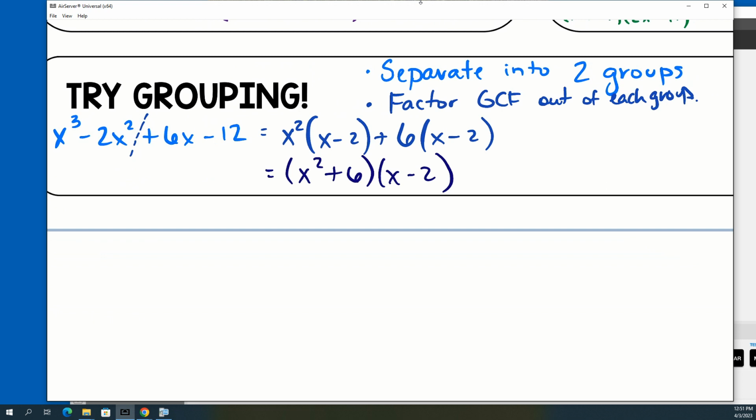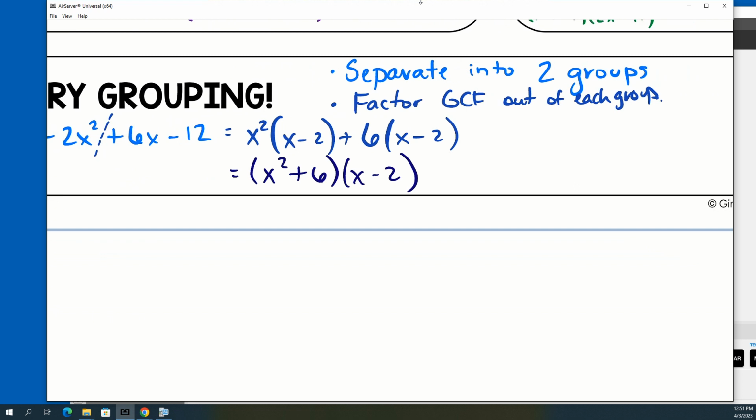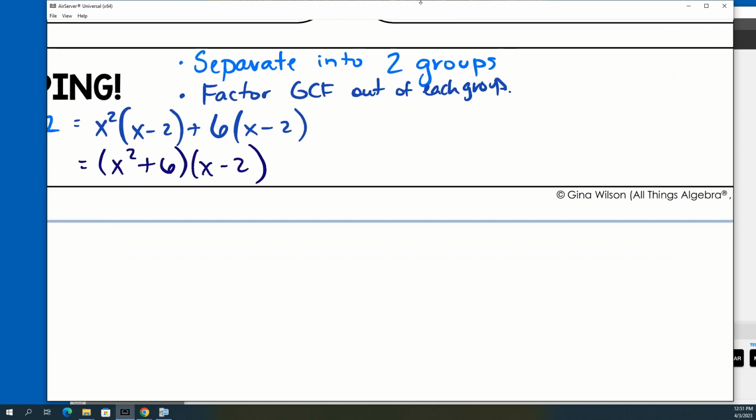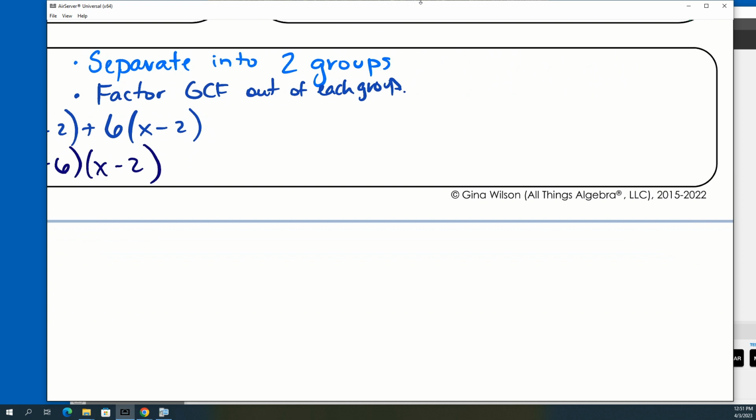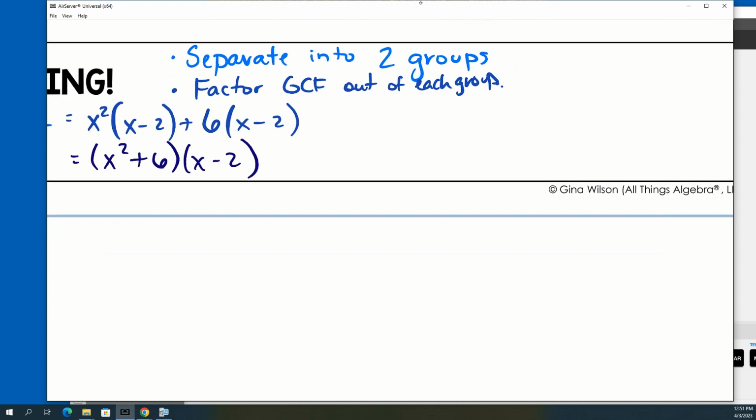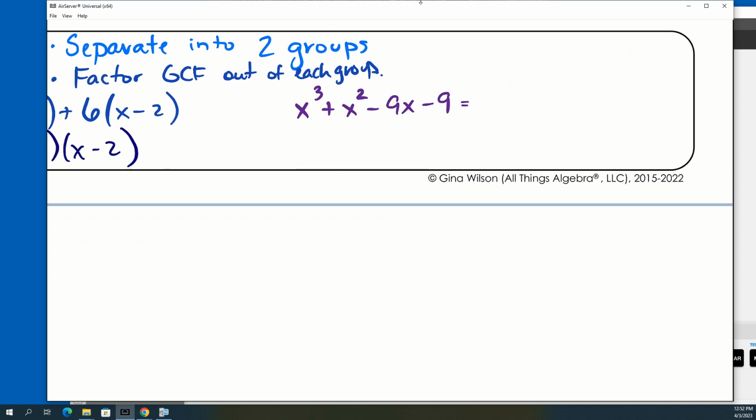Right, and then this last one is going to be a little bit more difficult, kind of how the examples have gone throughout this sheet. On this last one, we have x cubed plus x squared minus 9x minus 9. Okay, so we are going to separate it into two groups. Then we're going to factor a common factor out of each group. So in this first group, we're going to factor out x squared.